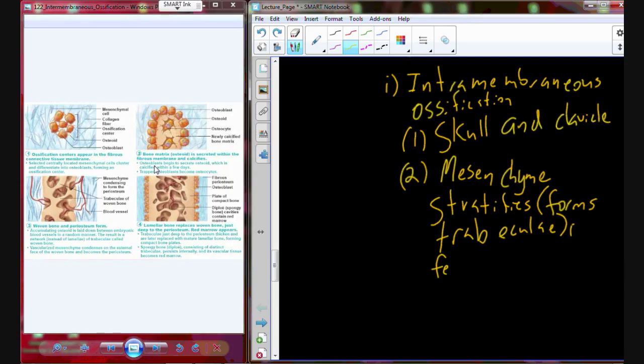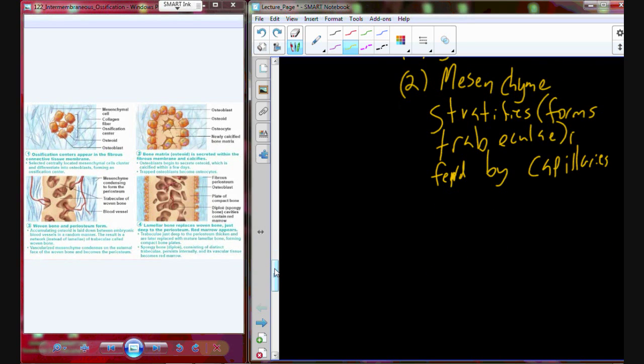Now, we're going to bring in a blood supply. This is going to be fed by capillaries, and as this tissue is fed by capillaries, that blood supply is going to begin to provide some new cells. One of the new cells that's going to be provided will be stem cells. And you've probably already guessed that these are going to be those osteogenic or osteoprogenitor cells. So they begin to influx into this stratifying mesenchyme.